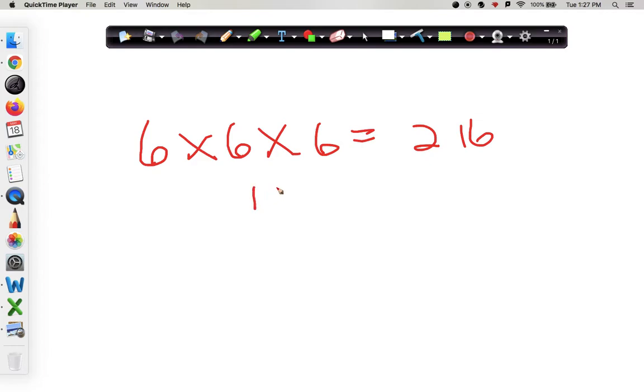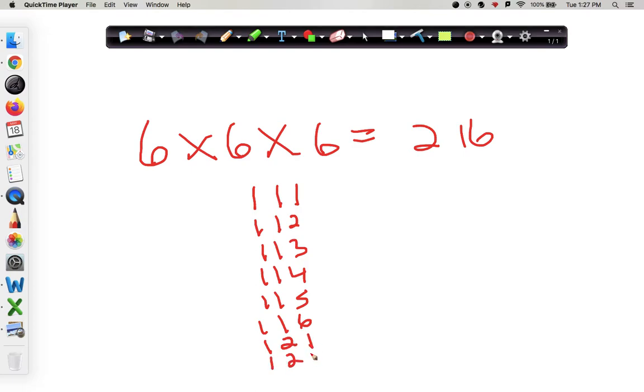We could roll a 1, a 1, and a 1. We could roll a 1, a 1, and a 2. A 1, a 1, and a 3. A 1, a 1, and a 4. A 1, a 1, and a 5. A 1, a 1, and a 6. A 1, a 2, and a 1. A 1, a 2, and a 2. A 1, a 2, and just keep going until we got all 216 possibilities. So those are the notes that we took.